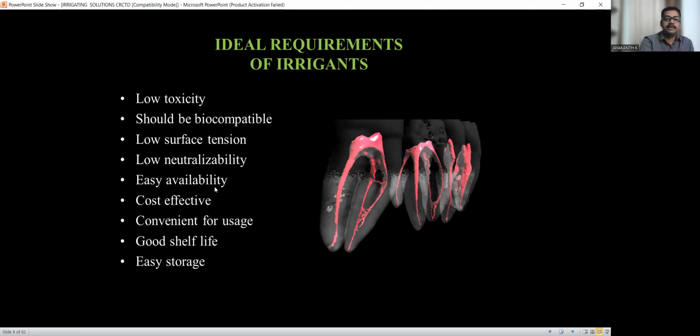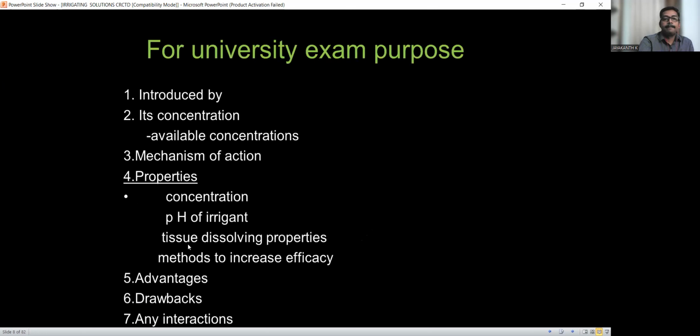Then easy availability. Next point is cost. It should be cost effective like any other material. The next point is convenient usage. And the next fact is good shelf life. It should have a good shelf life, and it should be easy to store. So these are the ideal requirements of irrigants: low toxicity, biocompatible, low surface tension, low neutralizability, easy availability, cost effective, convenient for usage, good shelf life, and easy storage.